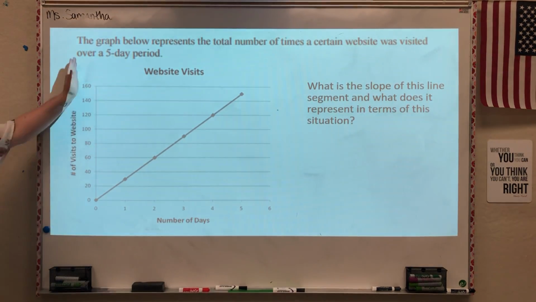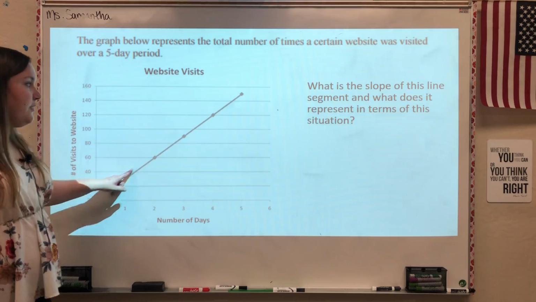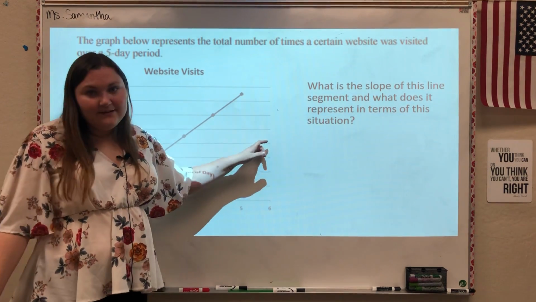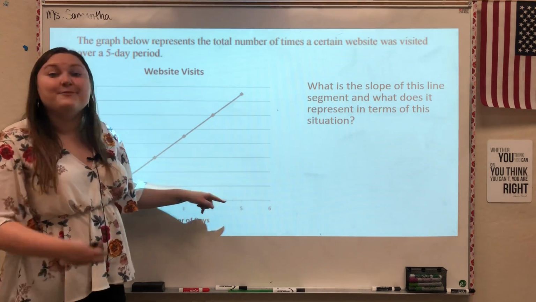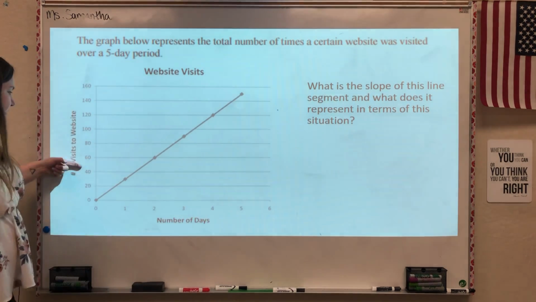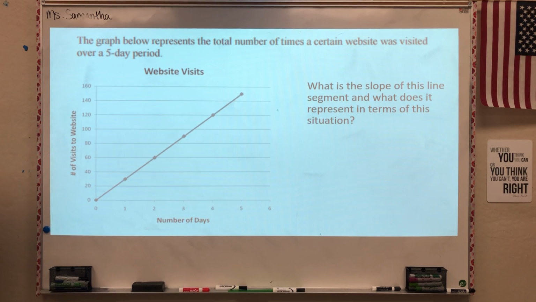And on this Y axis here, it's showing the number of visits to the website. Some of the other things I've heard is the line's going up. Cool, what does that mean? Well, the line is going up because as more days go by, it gets more visits because certain people are visiting it every day. All right, what else do you notice?